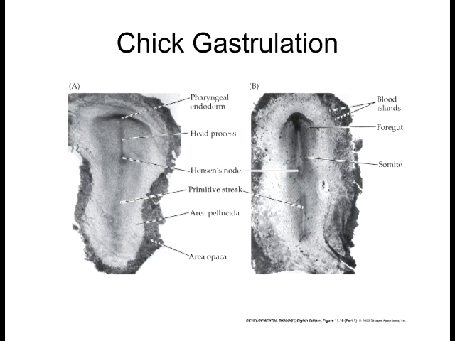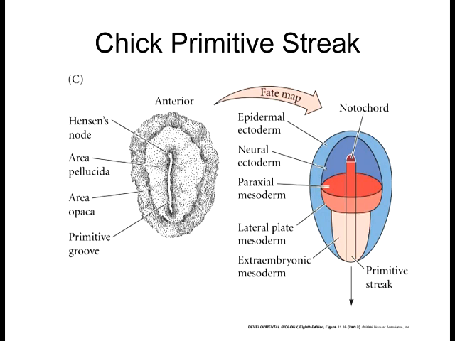In fact, we call it the primitive streak. Sometimes we call it the primitive groove because it's a tiny invagination. And it extends from the posterior region all the way to the anterior region. So you actually see the groove start moving forward towards the anterior region of the area pellucida. And that's going to start forming the axes of the chicken.